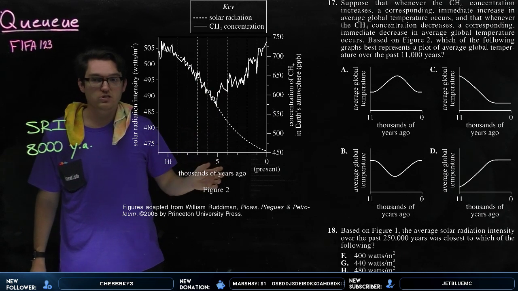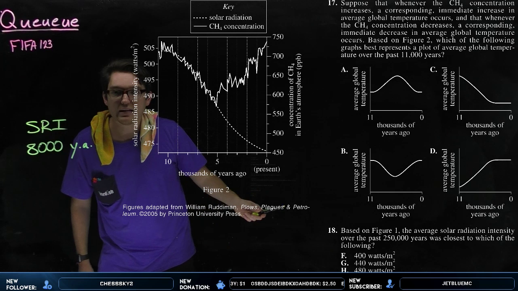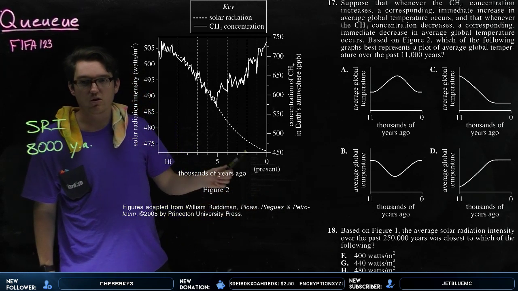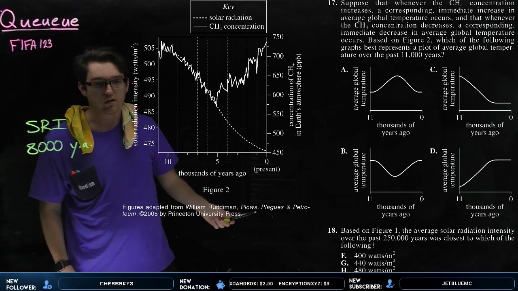All right. Let's see if there's more questions like that. So let's see. 18. Based on figure 1, the average solar radiation intensity over the past 250,000 years was closest to which of the following?